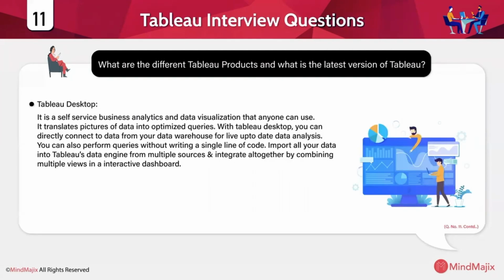Question number 11: what are the different Tableau products and what is the latest version of Tableau? Basically, Tableau is a software company, and it comes with 5 Tableau products. First is Tableau Reader, second is Tableau Public, third is Tableau Server, fourth is Tableau Online, and fifth is Tableau Desktop. Among these 5 products, the most important is Tableau Desktop, so one by one we have to discuss each and every product.